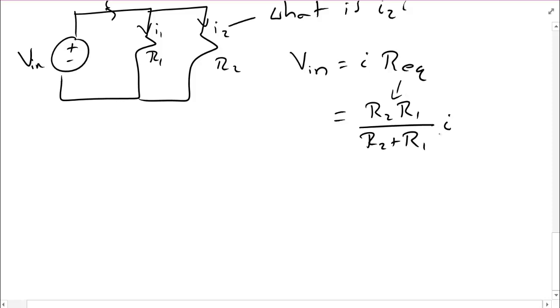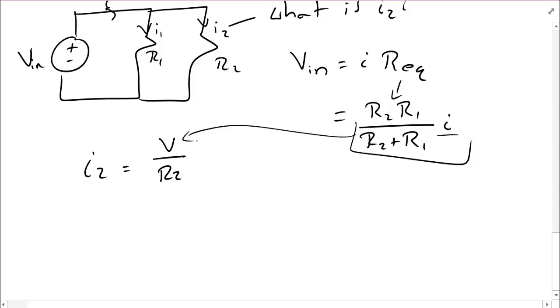Now, I don't actually need to solve for I. What I'm really looking for is what is I2. If we use KCL, what we have is that I2 is V over R2. But V is given by this. So let's substitute it in for V and see what we end up with.